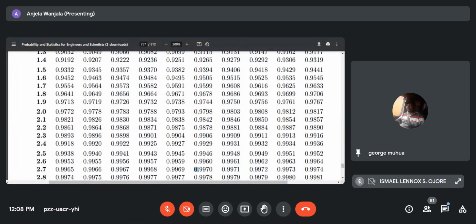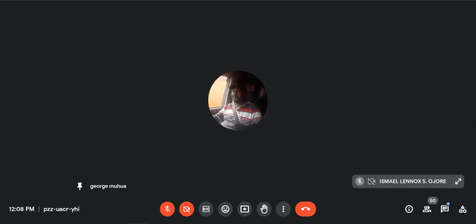This is the value 0.9970. We had the value of 1.25 previously, so we simply subtract. So there is an exercise whereby you have been given the mean and the standard deviation, and you have been given the ranges of x. You are required to find the z values from the table. So that's the exercise that you have for your practice, unless someone has a question.